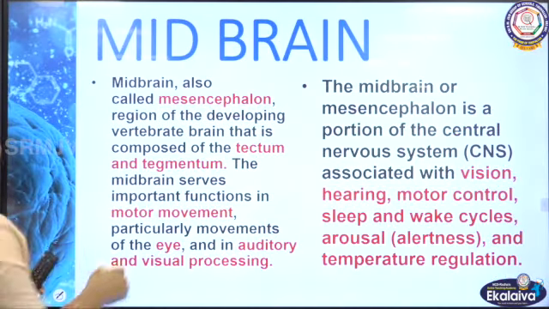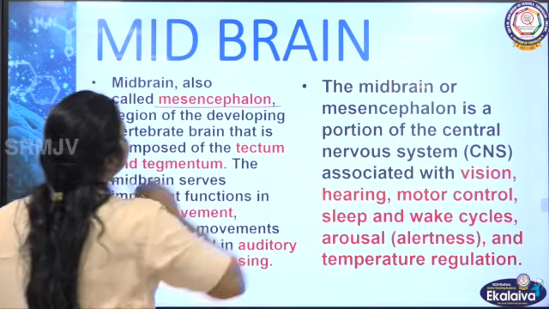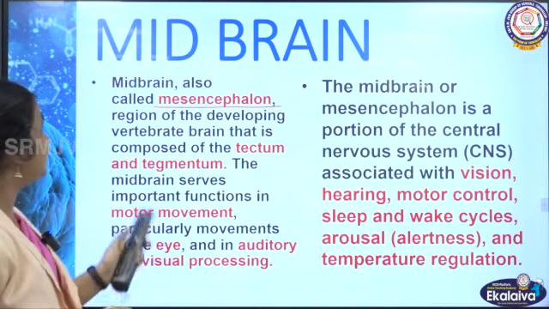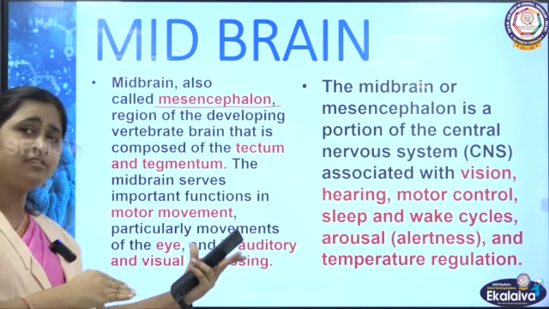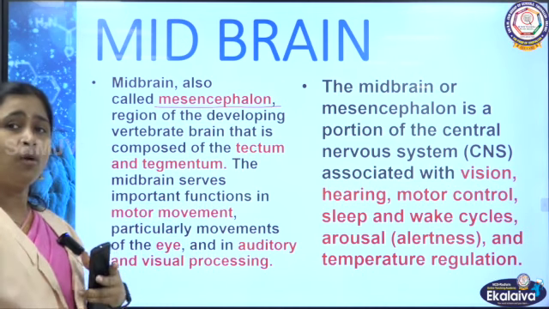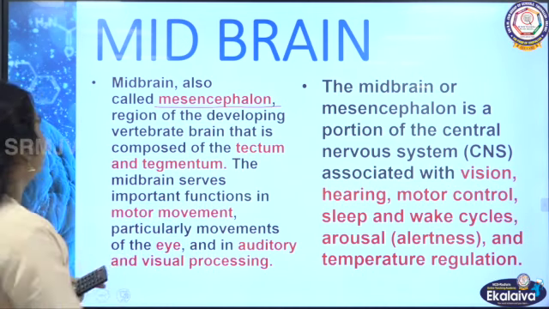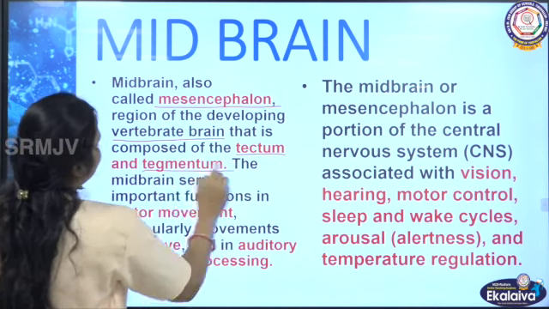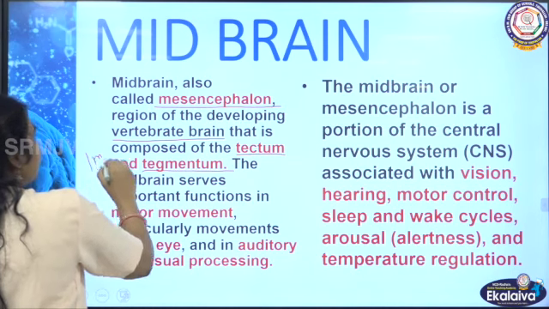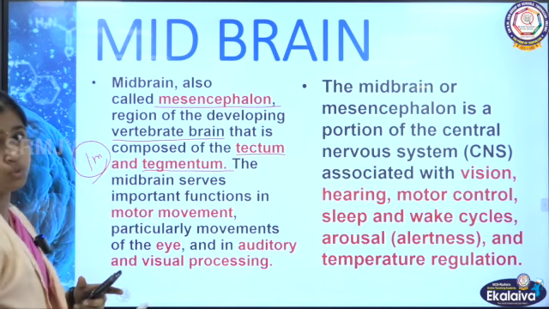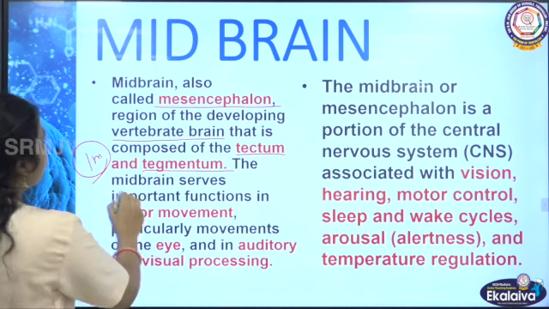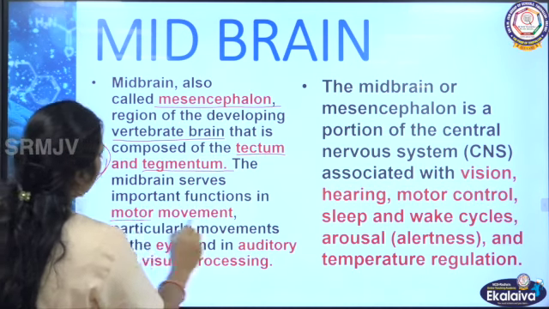Now we'll move into this. Midbrain, otherwise called mesencephalon. Encephalon is nothing but brain. Mesencephalon, midbrain. Prosencephalon, forebrain. Rhombencephalon, hindbrain, right? So this region is in a developing vertebrate. You can see tectum and tegmentum. It is another 1 mark question. Okay, what is it composed of? Mesencephalon: tectum and tegmentum. Okay, the midbrain serves an important function in motor movement.